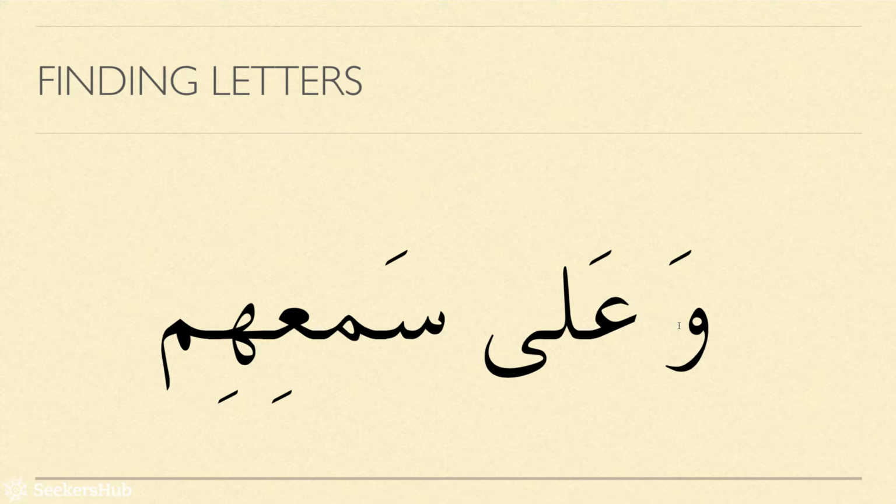وعلى سمعهم. Wa means and. So there's a waw here with a fatha, working as a consonant. Ayn, a, la again, ala, upon. Sa, seen with a fatha, sa, with a meem, sam. This is our ayn, i, sam'i. Ha in the middle, he, with a meem, sam'ihim. And over their hearing. Allah has covered over their hearts and over their hearing. وَعَلَى سَمْعِهِمْ.